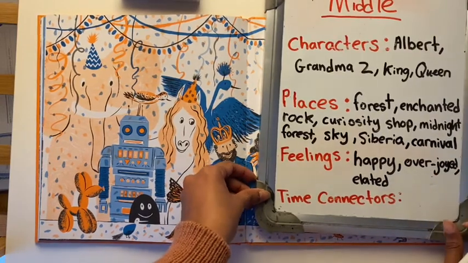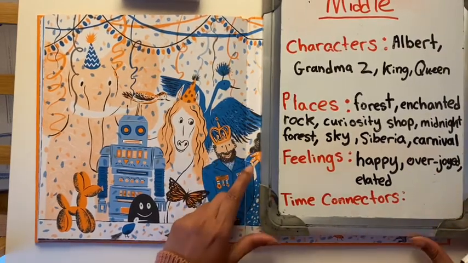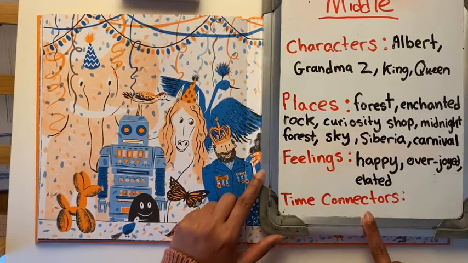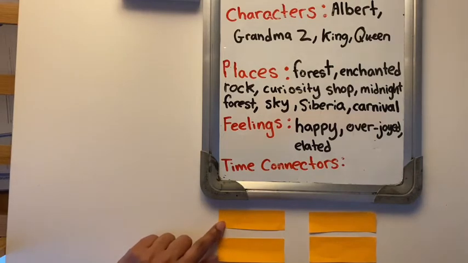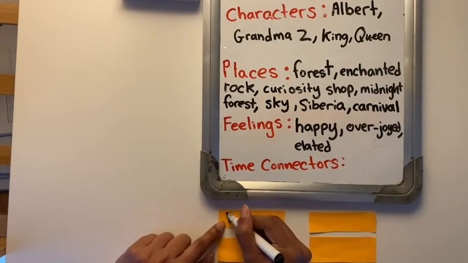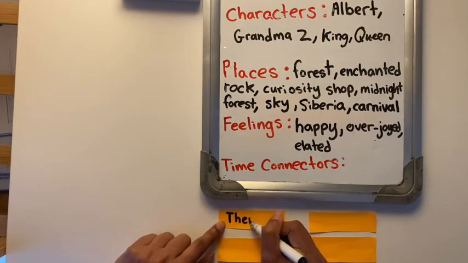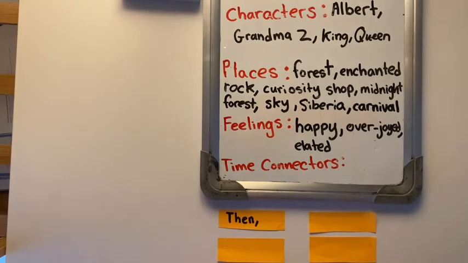All right. Now we've got to the middle. We're going to look at the time connectors. So what are some of the time connectors we can use so that we can link our story together? So I'm going to go through that. So some of the time connectors that you can use in the middle, I'm sure you use this one very often, is the word then. A lot of you like to say then.